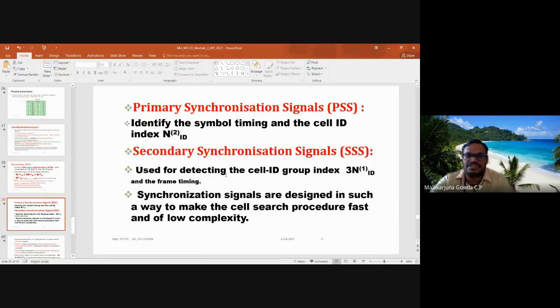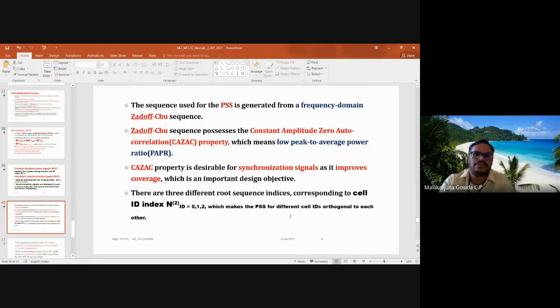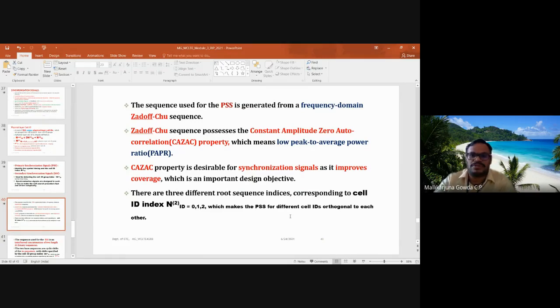So the synchronization signals are designed in such a way that they will be able to make the cell search procedure fast and of low complexity. Right? So I was telling about the primary synchronization signal, how that sequence is generated. The sequence used for the PSS is generated from the frequency domain Zadoff-Chu sequence.